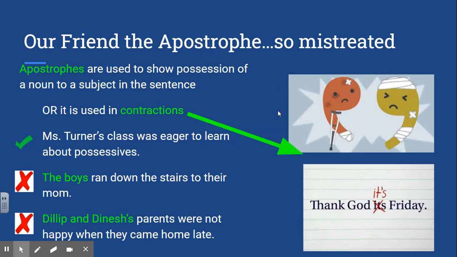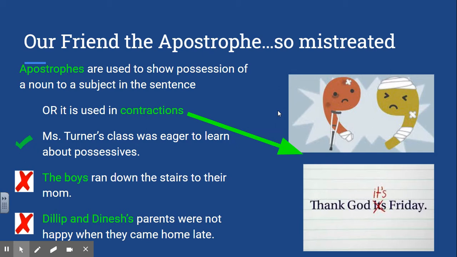Or it is used in something called a contraction. So if you look on the right side of the screen there, it says, "Thank God it's Friday." And you see the combination of both the words it and is together to make it's Friday.